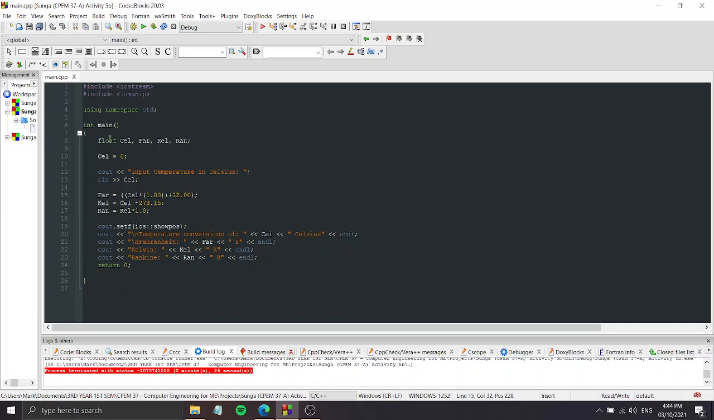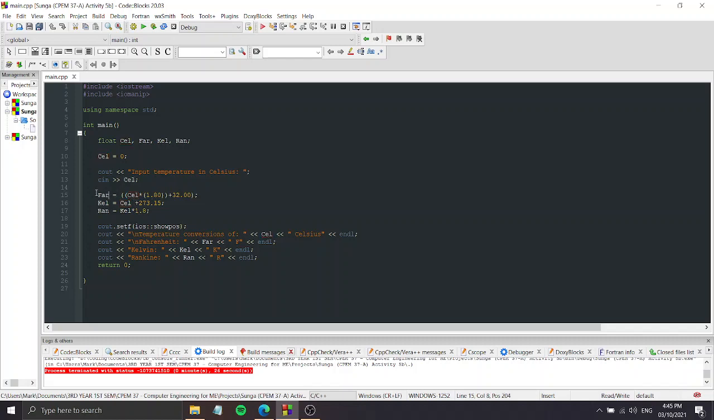So I have four float values. I have cel, short for Celsius, far for Fahrenheit, kel for Kelvin, and ran for Rankine. And I have initially stated that the value of cel would be 0. The next line would be cout, and it will print out "input temperature in Celsius", and it would wait for you to input using this cin. Whatever you have inputted will be the cel value.